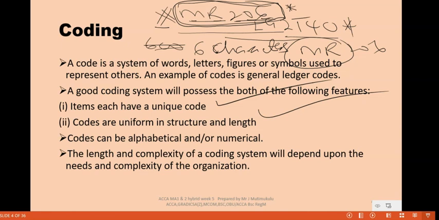Codes can be alphabetical or numerical. Okay, that's one attribute. The length and complexity of a coding system will depend upon the needs and complexity of the organization.